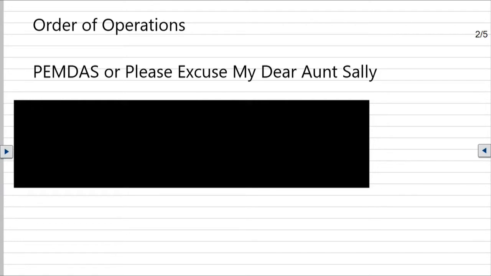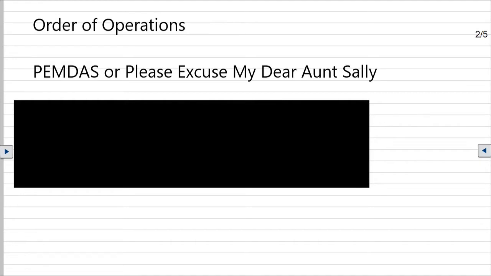So a couple of terms you may have heard that help you remember this. The first one, just PEMDAS, which each letter stands for one of the steps in the order of operations. Or there's a sentence that commonly gets shared. It's "Please excuse my dear Aunt Sally." Again, same idea. The first letter in each word helps us remember that order of operations.